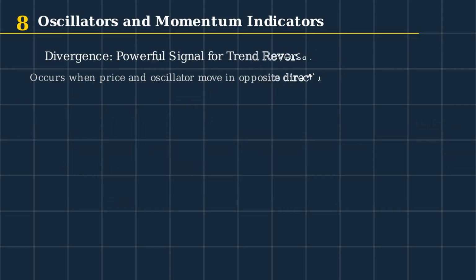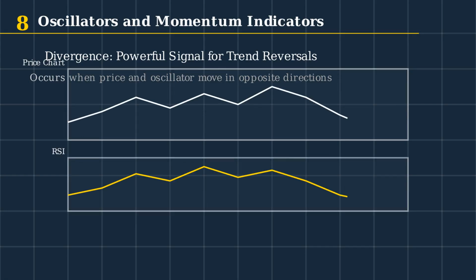Divergence occurs when the price of an asset and an oscillator move in opposite directions, signaling a potential trend reversal. In this example, we can see bearish divergence. The price makes a higher high, but the RSI makes a lower high, indicating weakening momentum despite rising prices.